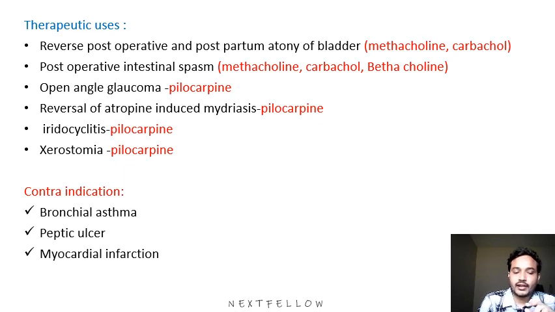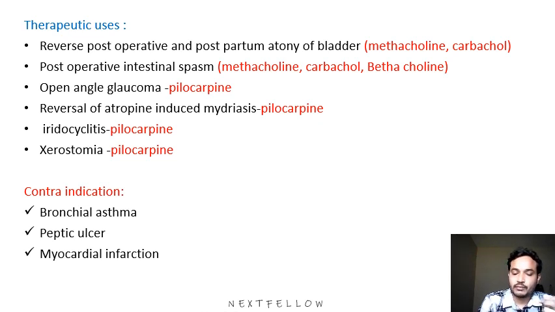What are the contraindications? Which conditions are contraindicated for cholinomimetic drugs? One is bronchial asthma, because it involves constriction and hyperresponsiveness of smooth muscles. When you give cholinomimetic drugs like methacholine and carbachol, they enhance contraction even further, so they are absolutely contraindicated.